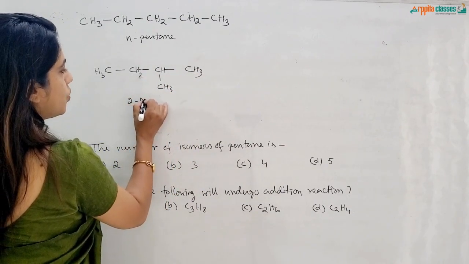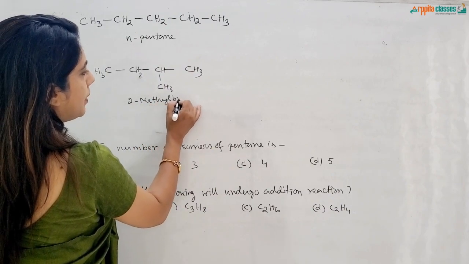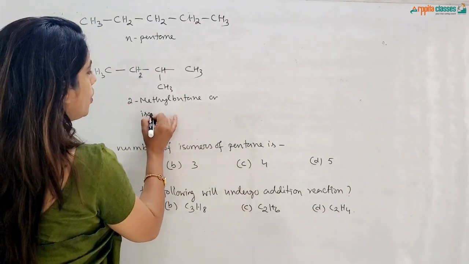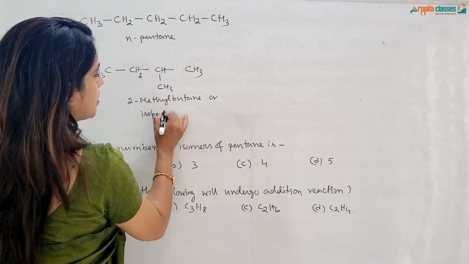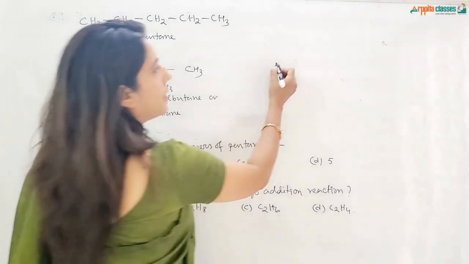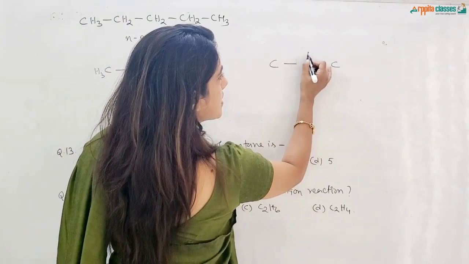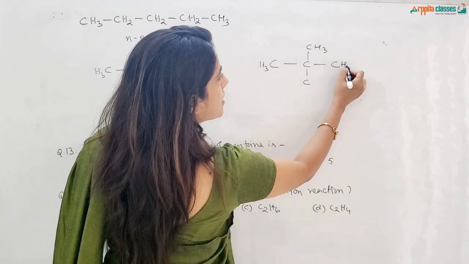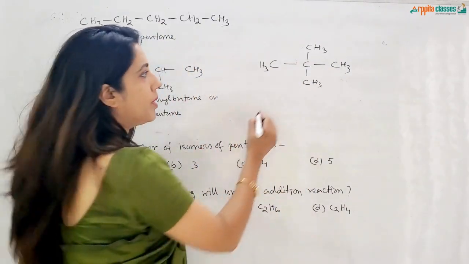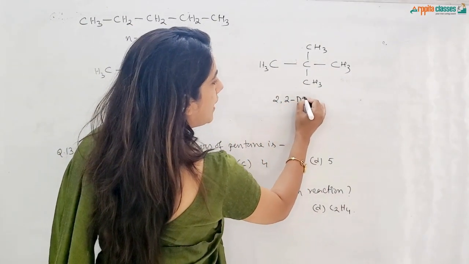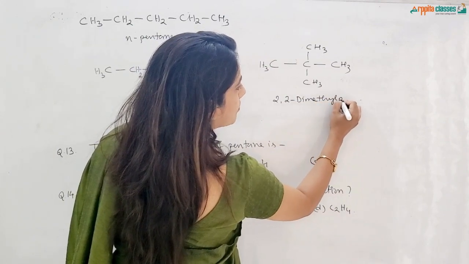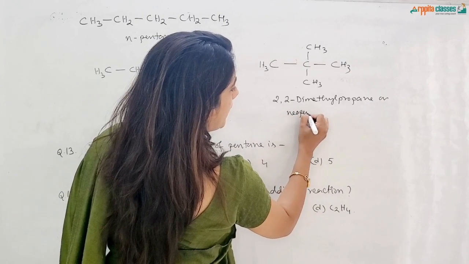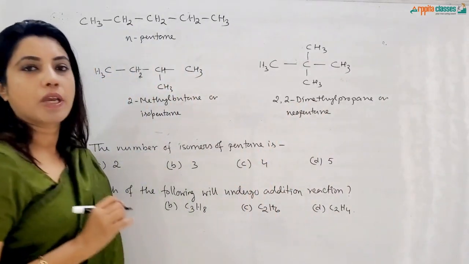This is called 2-methyl butane, or the common name of this is isopentane. So this is another isomer, and the third one has 3 carbon atoms in the straight chain and 2 branched over here. This is CH3, CH3, CH3 and CH3. The IUPAC name of this is 2,2-dimethyl propane, or the common name is neopentane. So these are the 3 isomers we have for pentane.